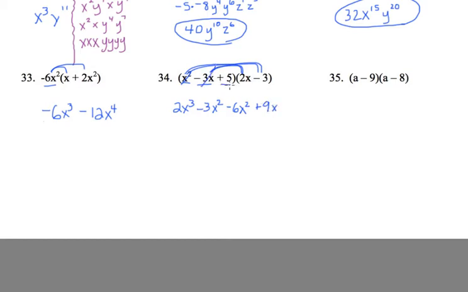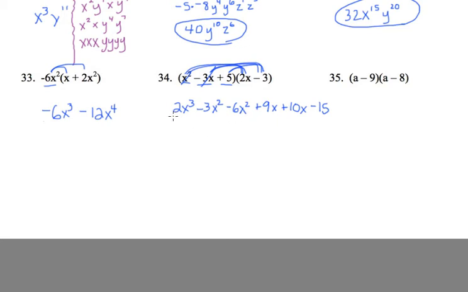I'm done with that. Now I'm going to take the 5 and distribute it times both terms. So that'll be plus 10x minus 15. Whew. I'd double check that too. Make sure you've got all the negatives right and all the x squared, x cubed right.